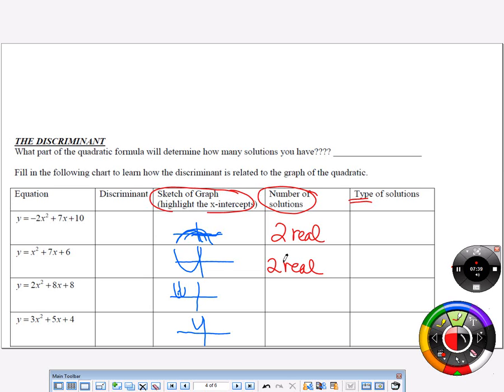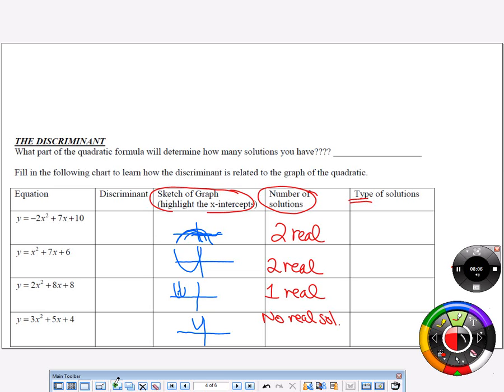This parabola, okay, concave up, but how many times does it cross the axis? Once. So it has 1 real solution. And this parabola, concave up, how many times does it cross the axis? 0. So it has no real solutions. Okay? Now, the discriminant is the part of the quadratic formula that would determine how many solutions you have.